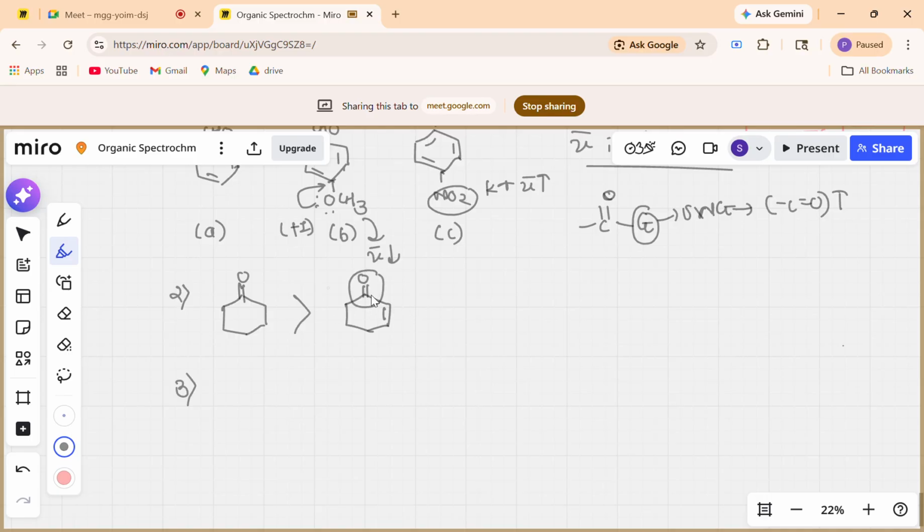If we consider cyclohexanone versus alpha beta unsaturated cyclohexanone, which will have a higher stretching frequency here? Cyclohexanone will be higher, we discussed, right? The conjugation will decrease the double bond character, or increase the single bond character, and hence the corresponding stretching frequency will be decreased, right?